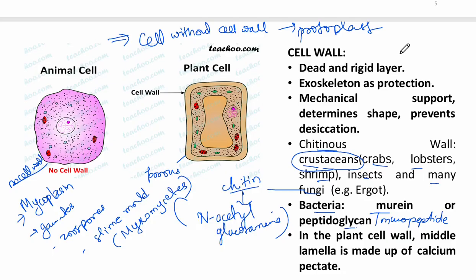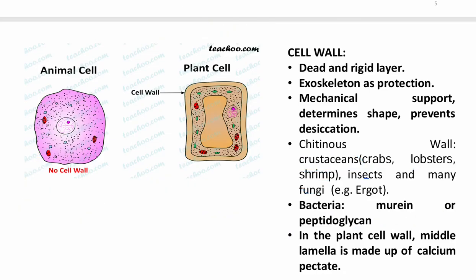And in case of the higher plants, the cell wall consists of different layers, that is, middle lamella, primary cell wall, secondary cell wall, and tertiary wall. The first one is the primary wall, which is the outermost layer, thin and elastic, and composed of cellulose, hemicellulose, and pectin.